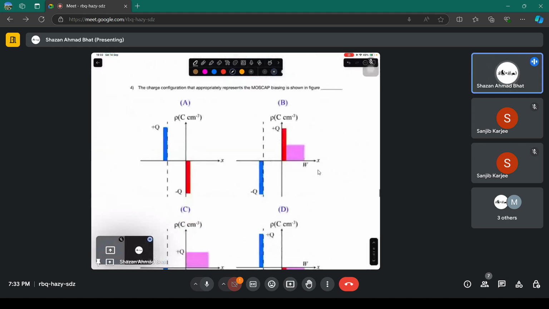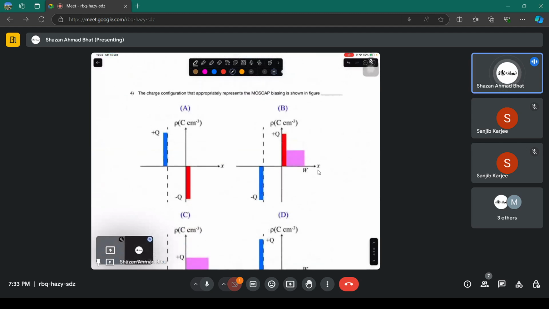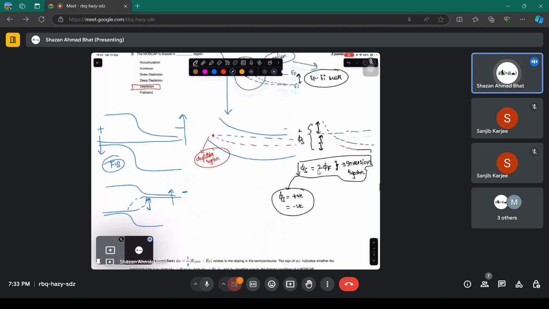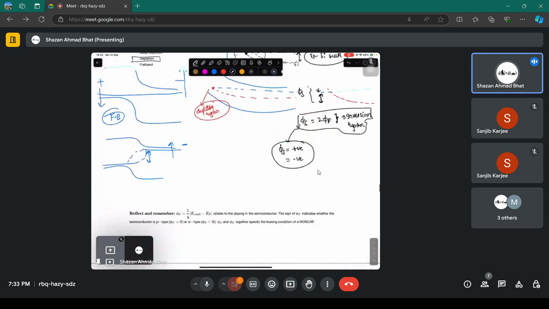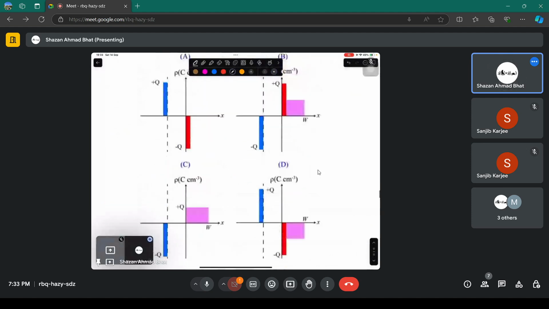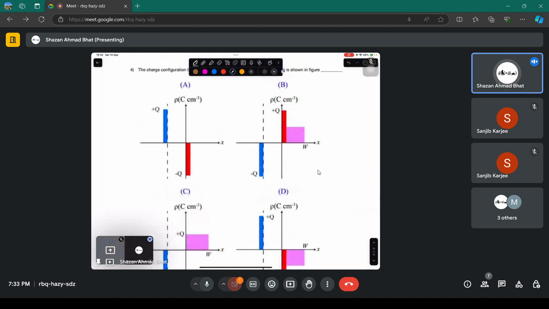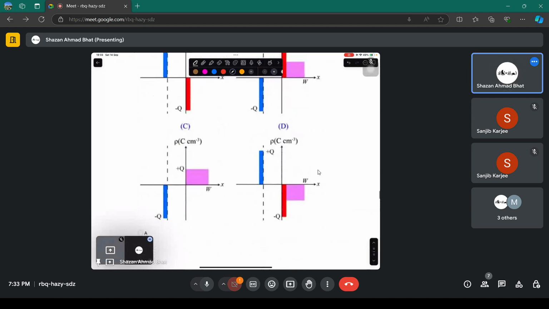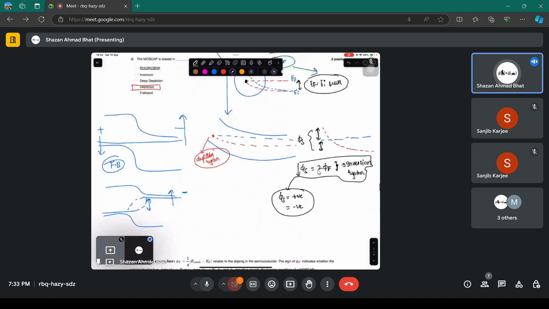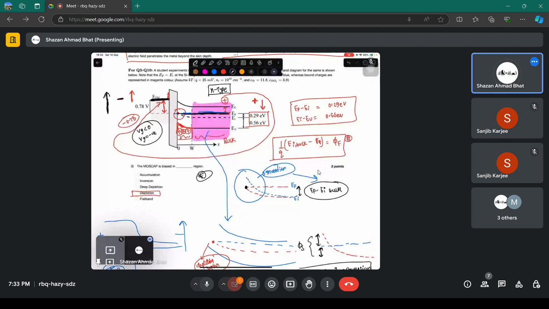Now the other question. The charge configuration that approximately represents the MOS cap biasing is shown in the figure. For this particular biasing, whatever is given in the question, we have to look for the charge configuration. I told you that this particular scenario is the depletion region, because the Fermi level is just touching the intrinsic level at the surface. So the depleted charge is present near the surface.